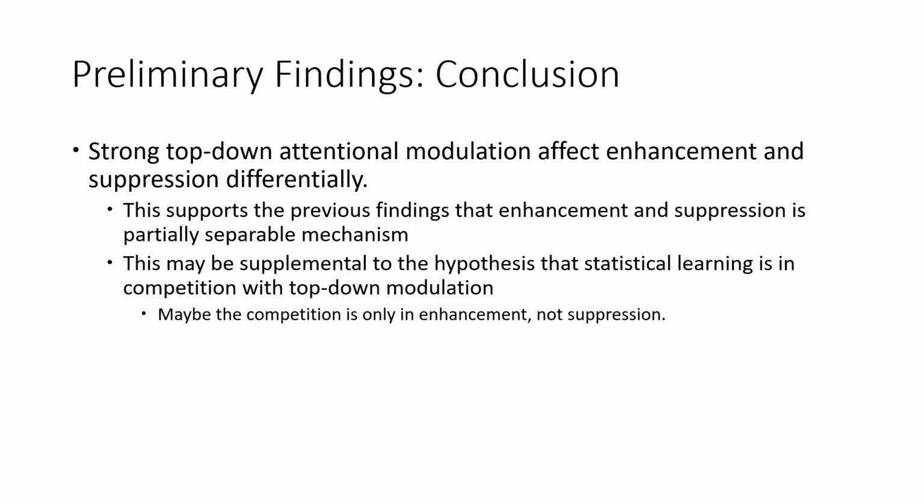So I'll just reiterate my preliminary findings and conclusion from this data. So a strong top-down attentional modulation, that is, engagement, will affect enhancement and suppression differentially. This supports the previous finding that enhancement and suppression are partially separable mechanisms, as the same factor exerts different effects on two processes. This may also be supplemental to the competitive hypothesis that statistical learning is in competition with top-down modulation, because maybe competition is only in enhancement, not in suppression.